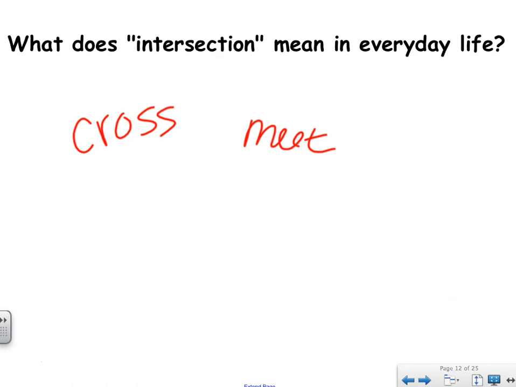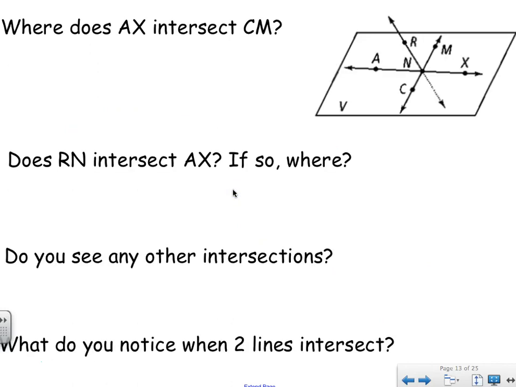So think of an intersection, four-way intersection. It's where two roads meet up with traffic lights. Okay? So where does AX intersect CM? This looks familiar because we did it in the last video. So we have AX and then we have CM. Notice they met up right here in the middle at point N.